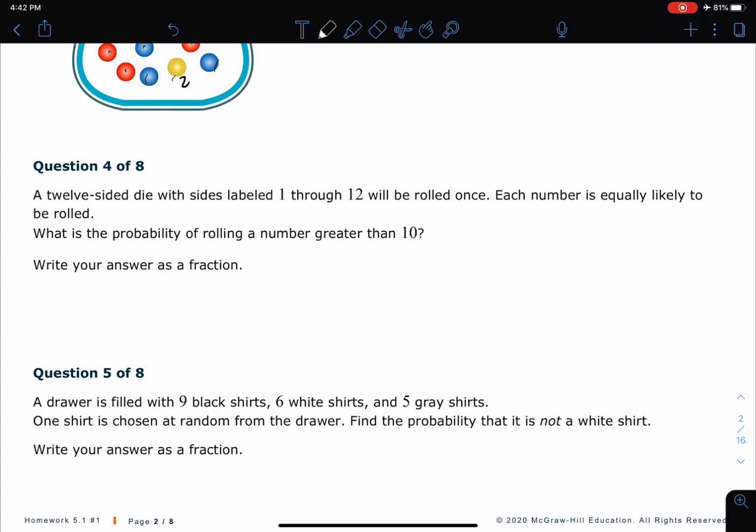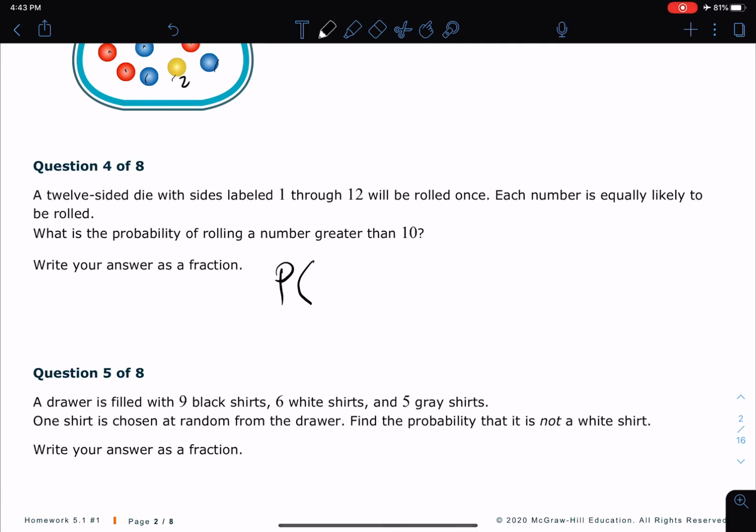A 12-sided die with sides labeled 1 through 12 will be rolled once. Each number is equally likely to be rolled, basically saying you don't have a cheating loaded die, which means one side has more weight, so it rolls and lands on that side. What is the probability of rolling a number greater than 10?